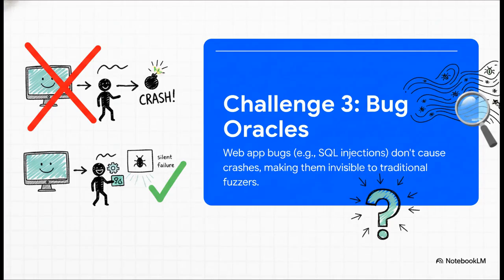And then there's the third challenge. And honestly, this might be the biggest one of all. It's about how these tools even know they've found a bug. See, traditional fuzzers are super simple. They're just looking for a crash. If the program crashes, bingo, you found a bug. But the most dangerous web bugs, things like SQL injection, they don't cause a crash at all. They're silent, which means the fuzzer is completely blind to them.